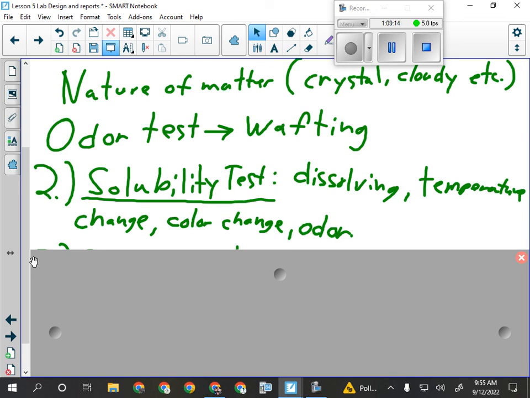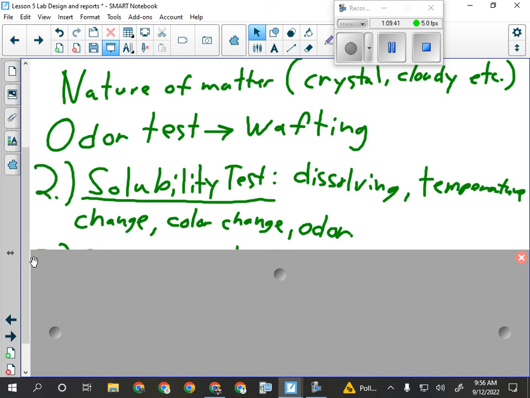The lights will light up depending on how conductive it is. If it's superconductive, all 10 lights will light up. If it's non-conductive, none of them will light up. Anything below about five lights is considered non-conductive and thus a molecular compound. More than five lights, it's going to be ionic. You're not going to get any that are five lights. It's going to be like 1 to 3 and like 8 to 10. It's going to be pretty obvious.